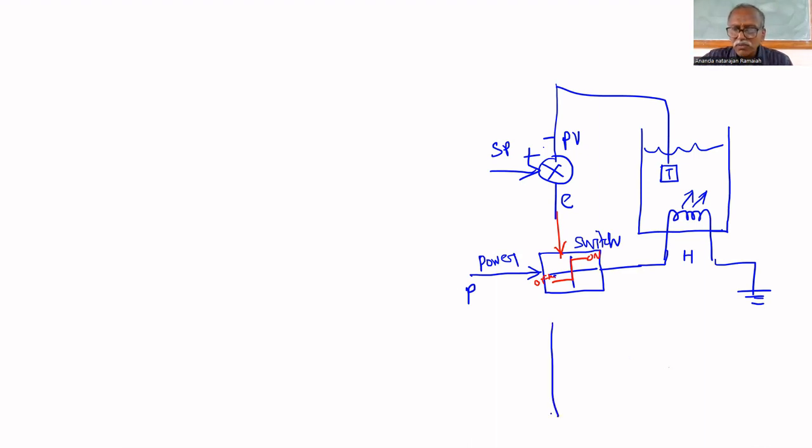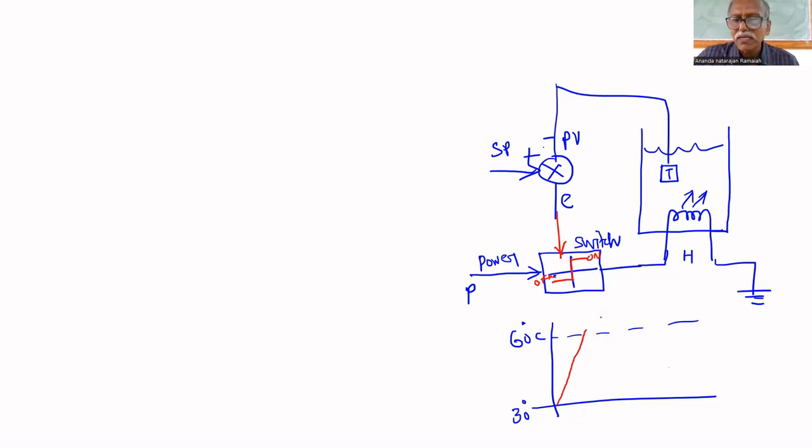So initially, let us assume that it is the water bath at room temperature, say 30 degrees centigrade. Say the set point is 60 degrees centigrade. So what will happen? Initially, the error is 60 minus 30, 30, a positive error. That's why the switch is turned on. That's why the temperature will increase. It approaches the set point. As soon as it crosses 60, it will be immediately turned off.